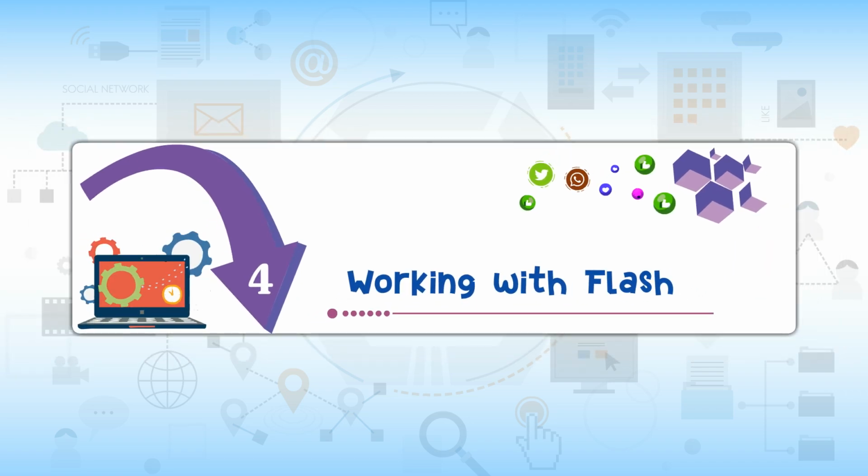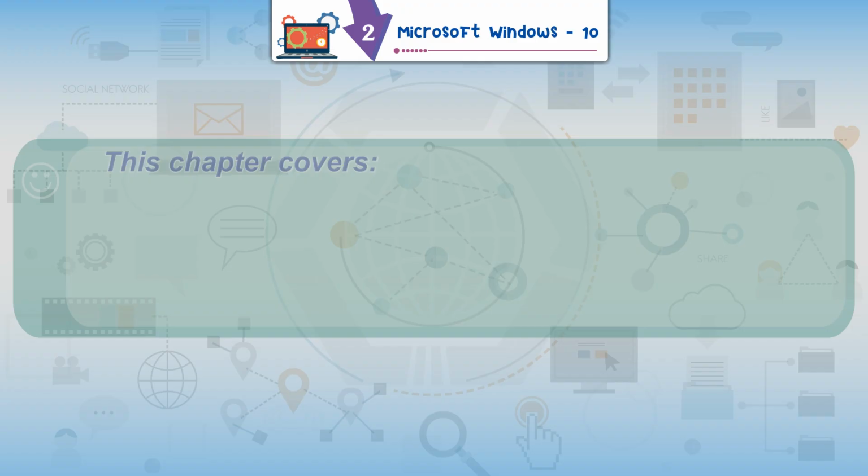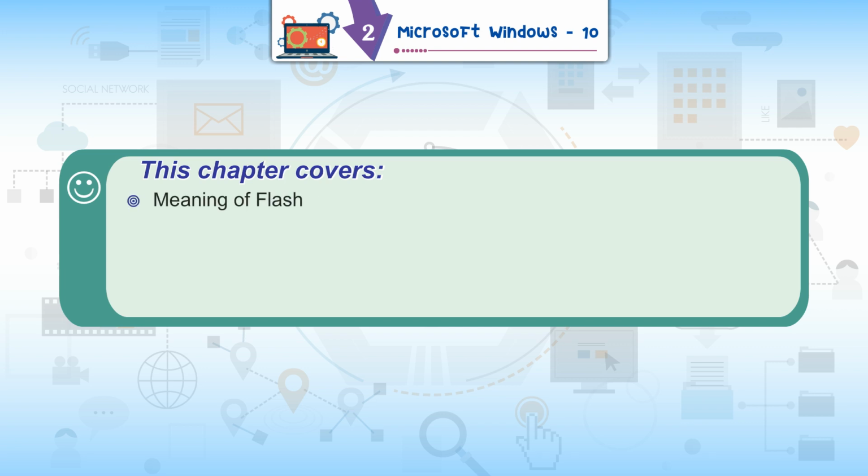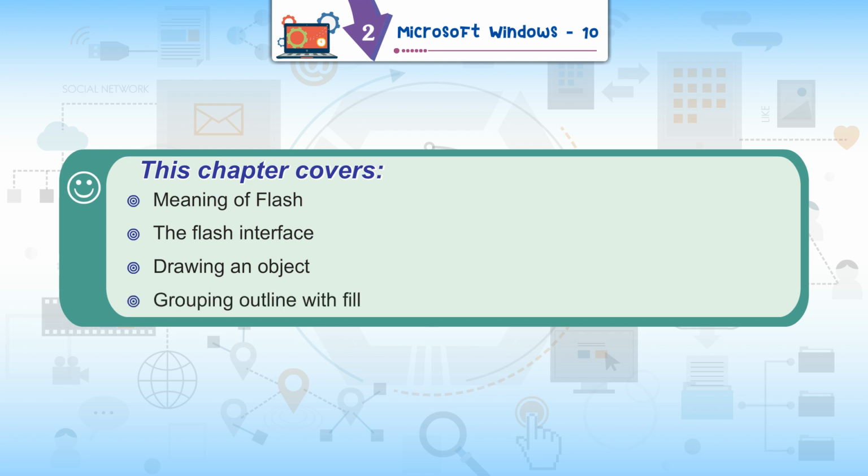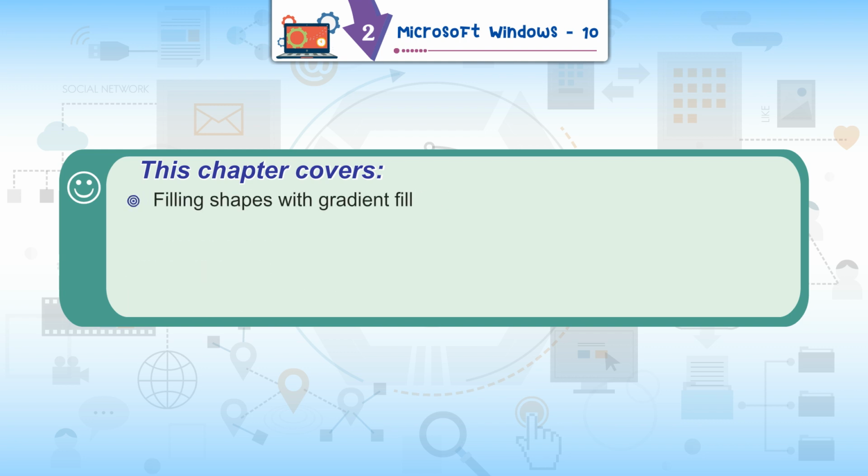Lesson 4. Working with Flash. This chapter covers the meaning of Flash, the Flash interface, drawing an object, grouping outline with fill, filling shapes with gradient fill, editing objects, and animation in Flash.